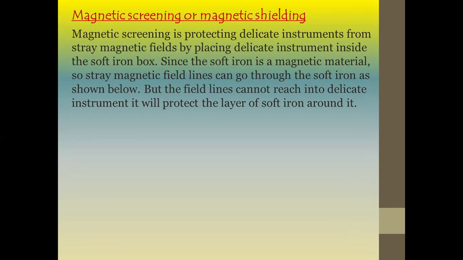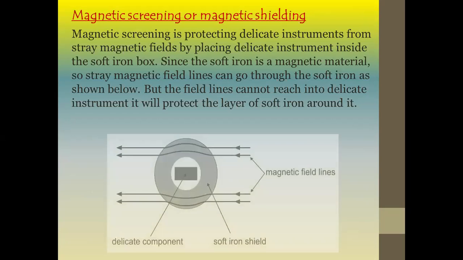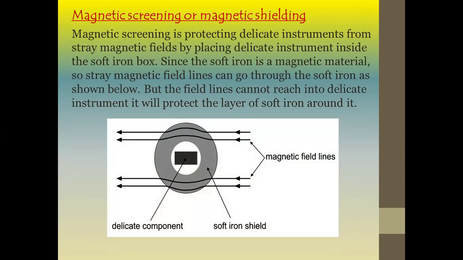The layer of soft iron around it will protect it, like this, because magnetic lines tend to pass through magnetic substances. So they will be passing only through the soft iron, which is a magnetic substance, and the delicate instrument or component will be saved from this magnetic field.